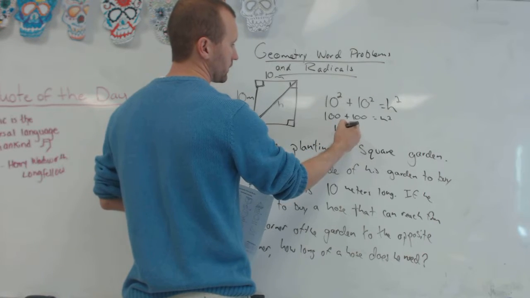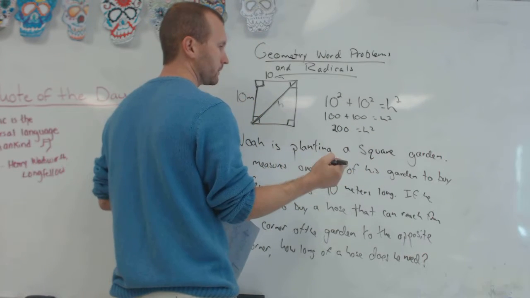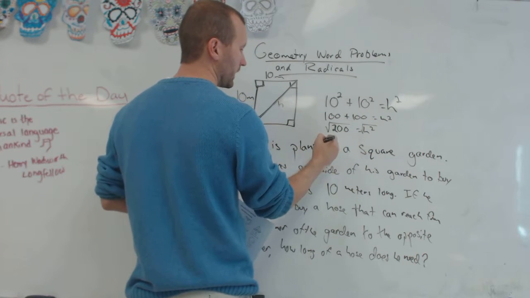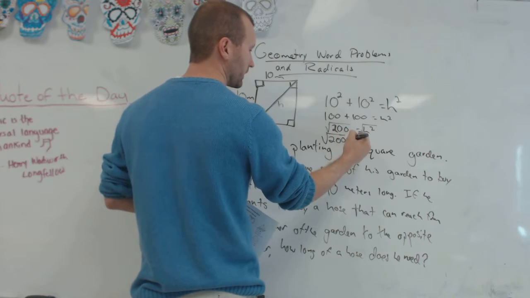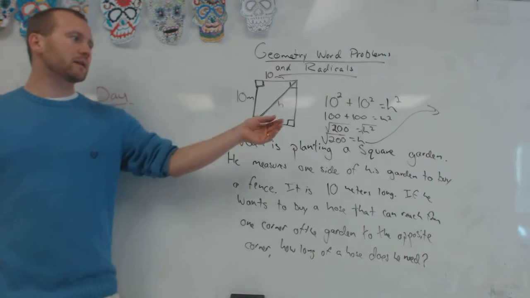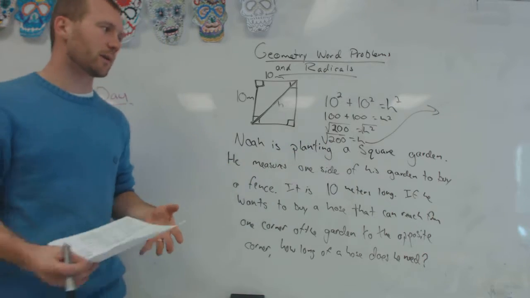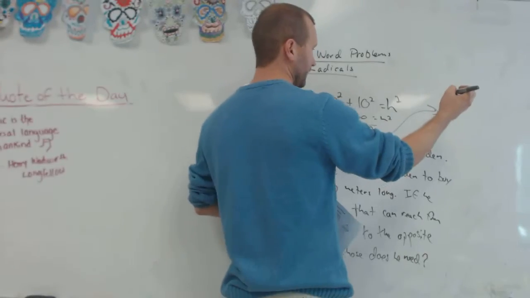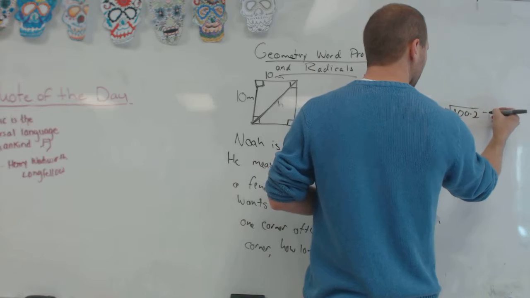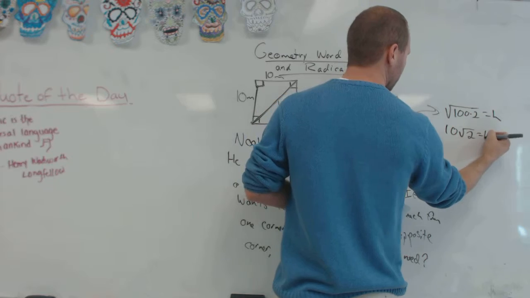We have 200 equals h squared. And so h, if we take the square root of both sides, equals the square root of 200. Now this is where simplifying radicals comes in, right? We don't want to leave this as the square root of 200. We want to turn that into the simplest form we can get it. So what is the square root of 200 in its simplest? 100 times 2. Yeah, so square root of 100 times 2, which is 10 square roots of 2.